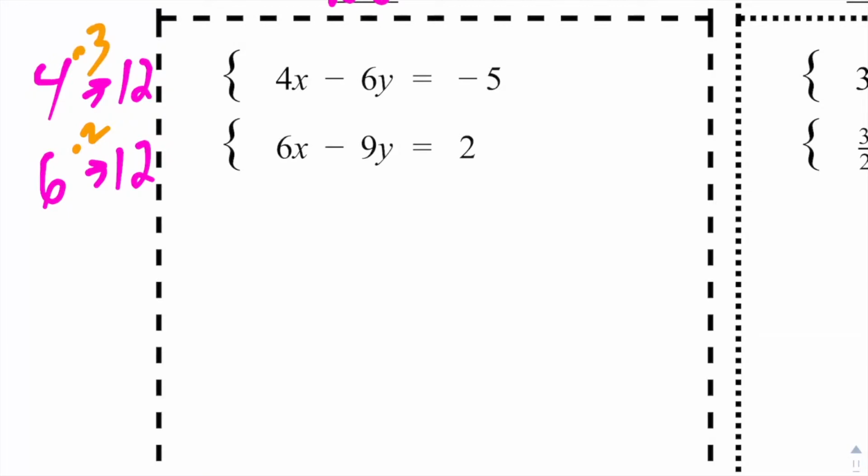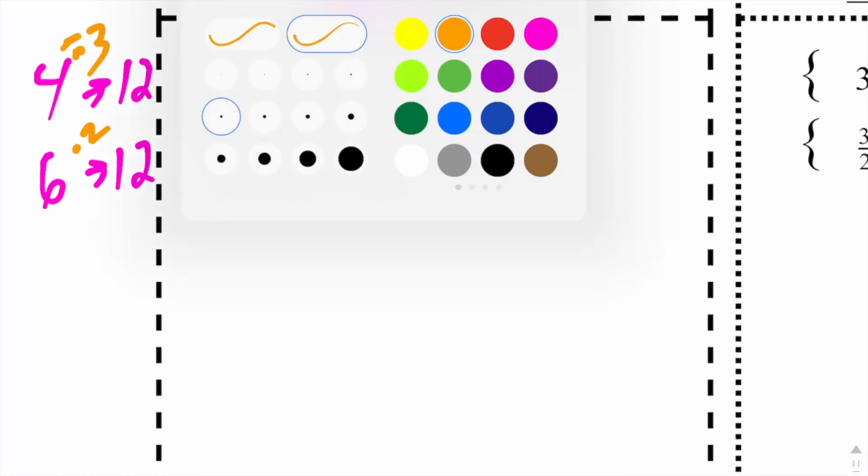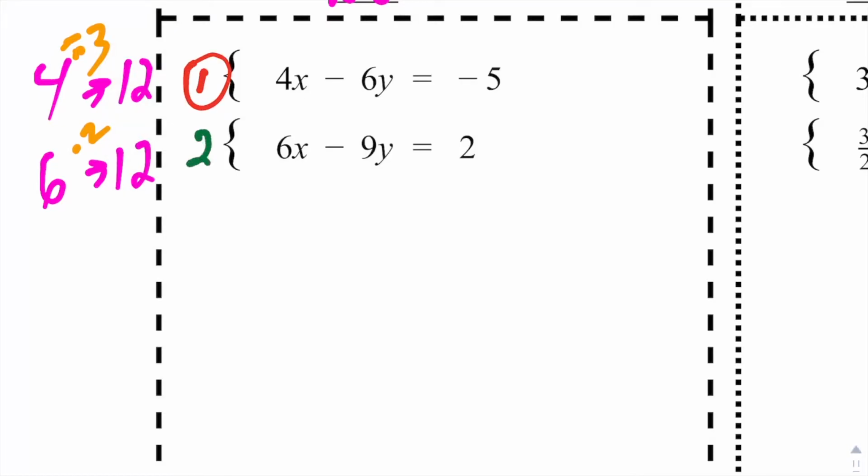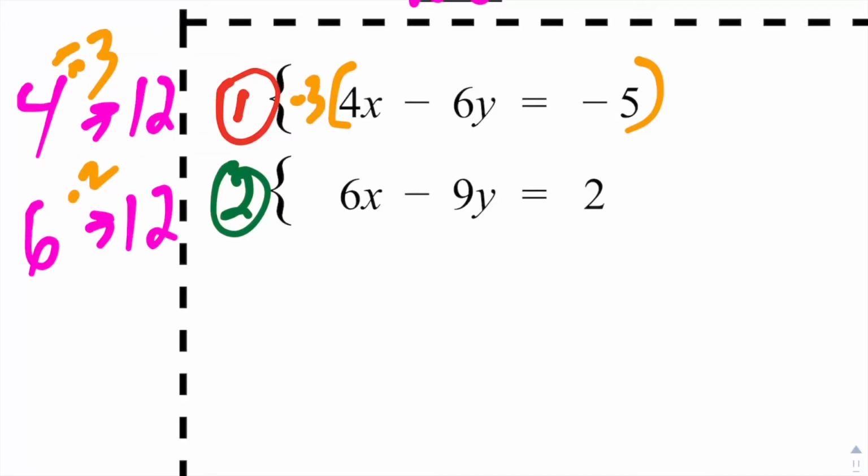I need opposite signs, and the x coefficients are both positive, so one of these two is going to have to be negative. I'm going to make the top one negative, so I'm going to multiply the 4 by a negative 3. So let's get in here and get after it. This is going to be equation 1 and equation 2. I'm going to multiply equation 1 by negative 3, then multiply equation 2 just by 2. And remember, you have to distribute these to each term.